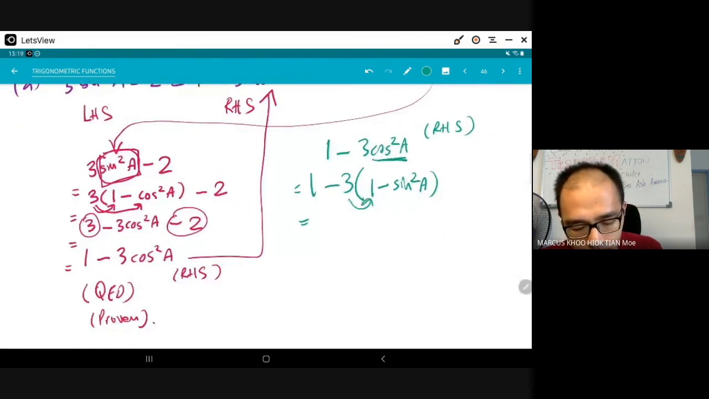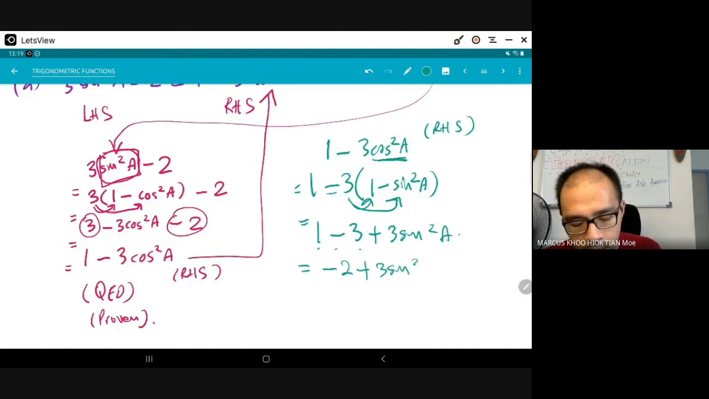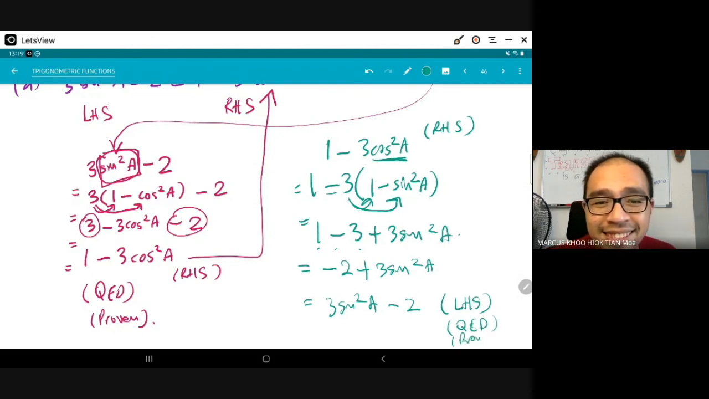Then after that is basic algebra lah. 3 times 1, 1 minus 3, 3 times this one, but negative plus 3 sine squared A. 1 minus 3 is minus 2 plus 3 sine squared A, and I will get 3 sine squared A minus 2, which is the same as the left-hand side. Okay, you can write QED atau proven, just to flex. So it doesn't matter which way you do it.